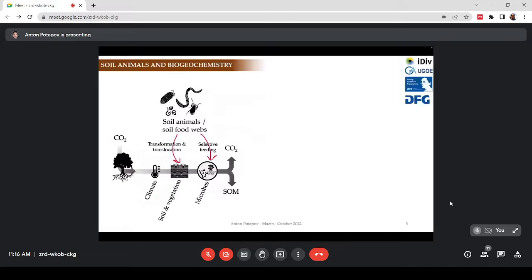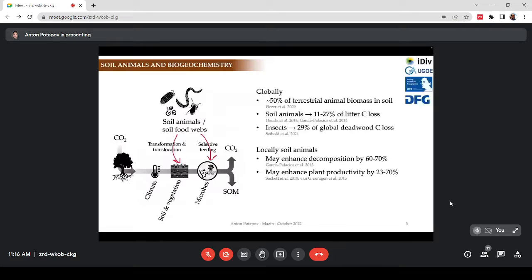And one may assume that these effects are small, but they are not in some cases, at least. And here are some numbers to convince you. About 50% of terrestrial animal biomass is found in soil. Soil animals can be responsible for 11 to 27% of litter carbon loss. And it has been recently shown that insects are responsible for about 30% of global deadwood carbon loss. But locally, these effects can be even smaller or larger, and they may go up to 70% enhanced decomposition or plant productivity in certain ecosystems or laboratory settings.